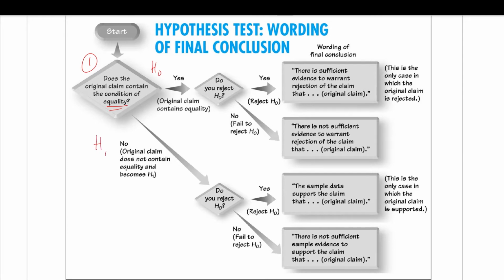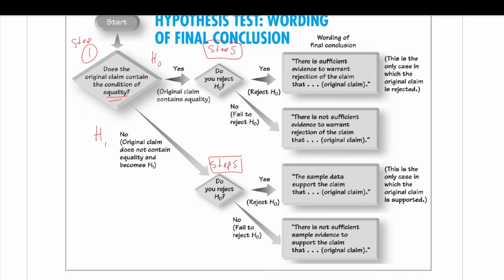Now in step 5, we make a decision. We either reject the null hypothesis or we don't, right? And if we do, then we have one wording for the final conclusion. And if we don't, we have another. So there's 4 different ways. And we'll go through these as we do some problems. And we'll refer back to this page every time we come up with our conclusion statement.